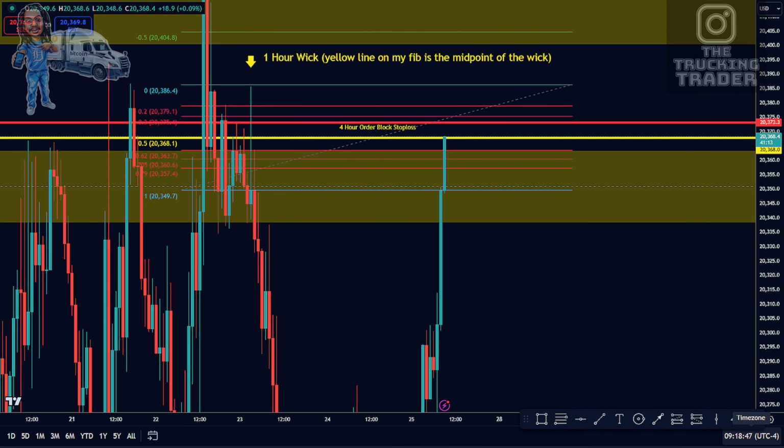I measured out the wick and I put a dark yellow line at the halfway point of that wick so you guys can see how the market tends to react off of these long wicks, right? Now, this is a live breakdown on today's market.